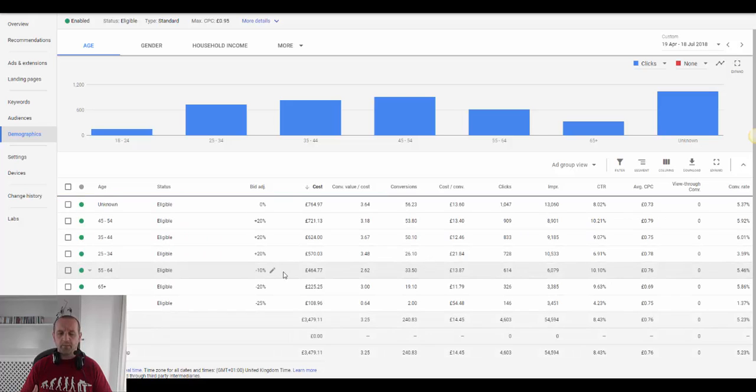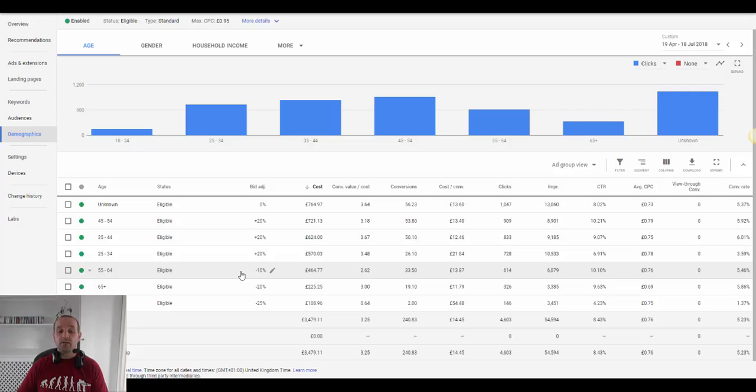The other thing to remember when you're making these adjustments is that when the auction happens, your bid is going to be, let's say, £1, if that's what you're bidding on a particular keyword. For this group, 55 to 64, though, we might be reducing that by 10%. So actually our bid is 90p. However, we've got another adjustment potentially on the gender.